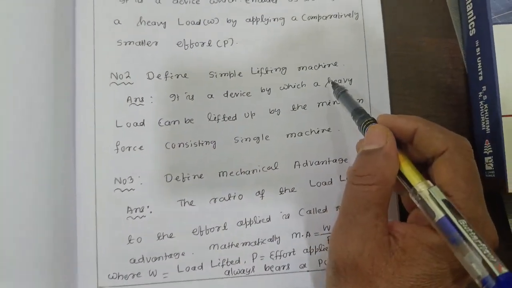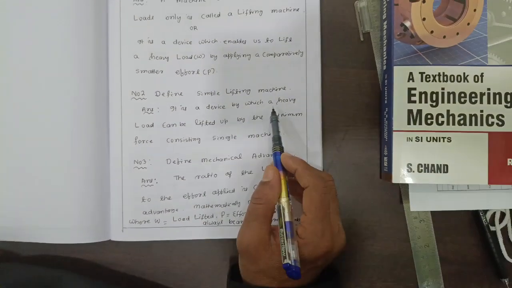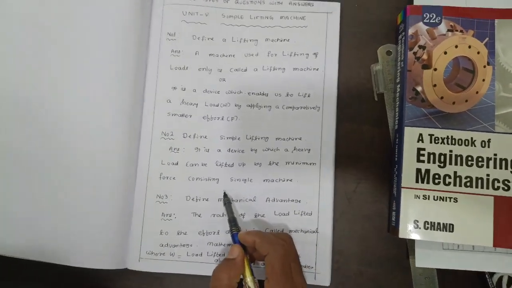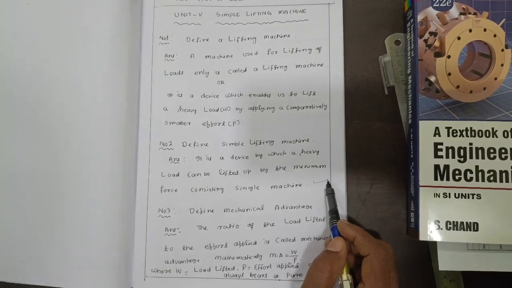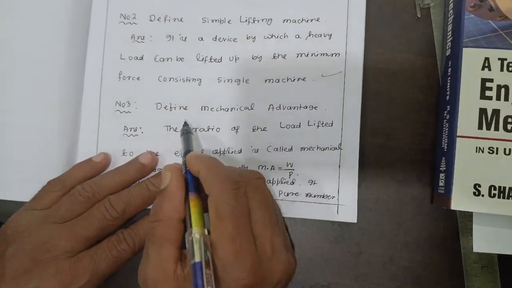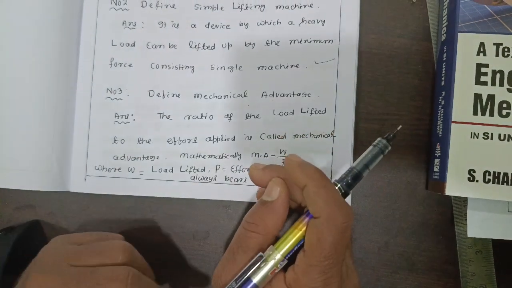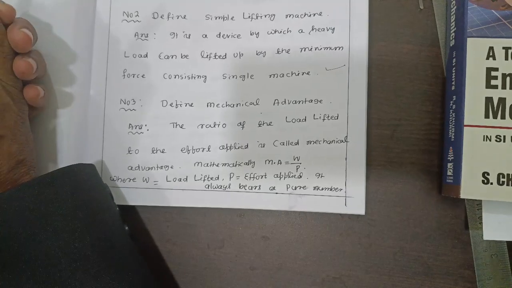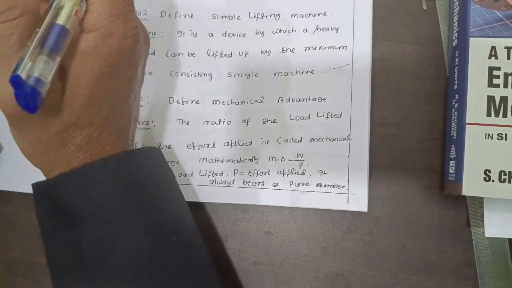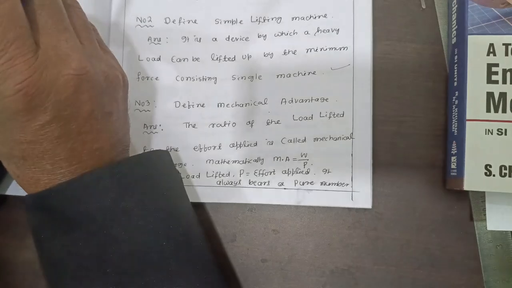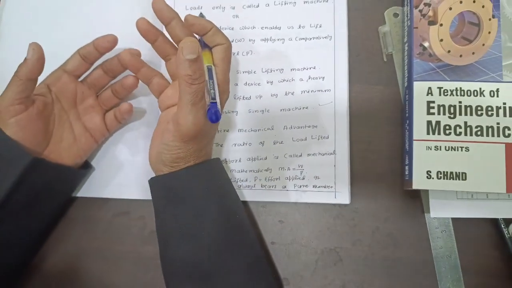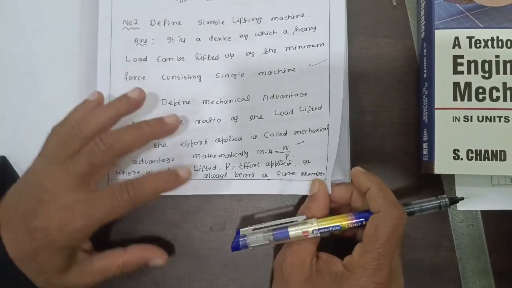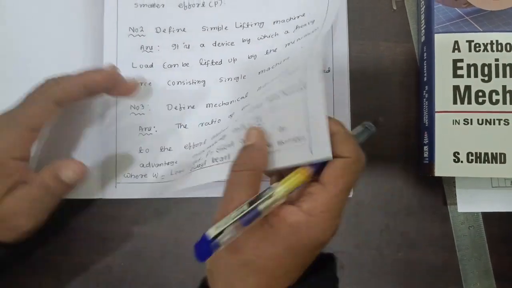Define simple lifting machine. It is a device by which a heavy load can be lifted up by the minimum force, consisting of a single machine. Next point is define mechanical advantage. The ratio of the load lifted to the effort applied is called mechanical advantage. Actually, it is the load lifted by the effort applied. It always bears a pure number.